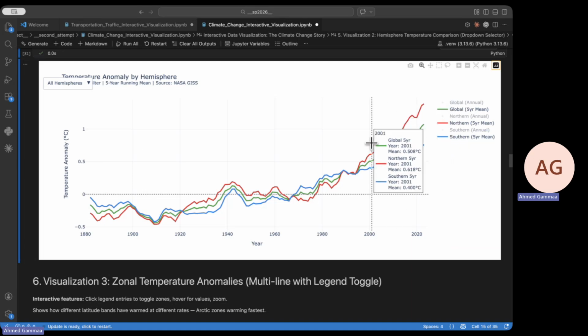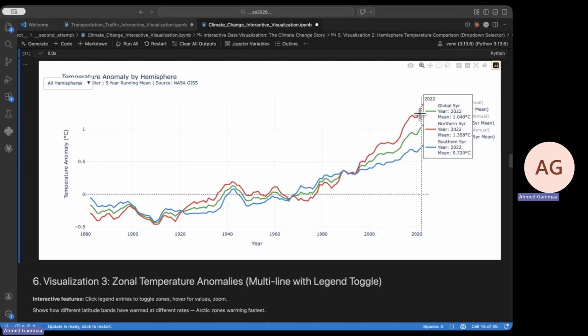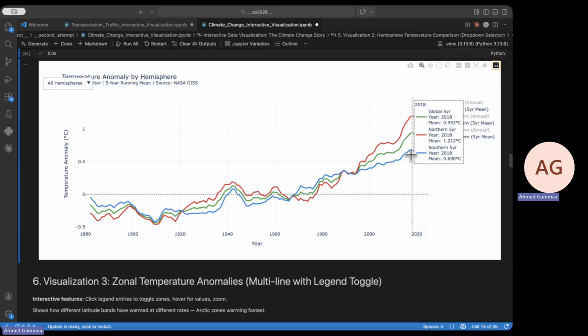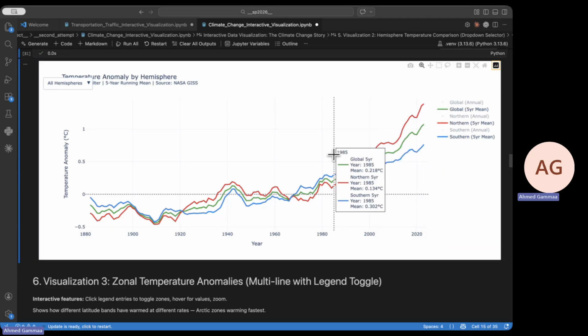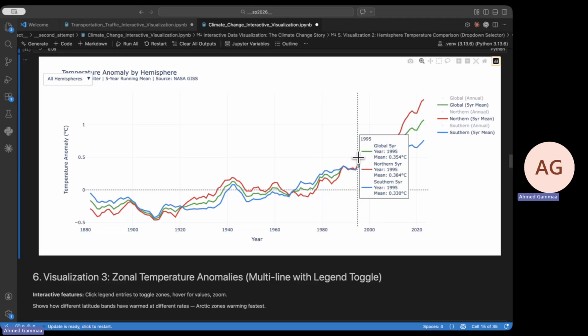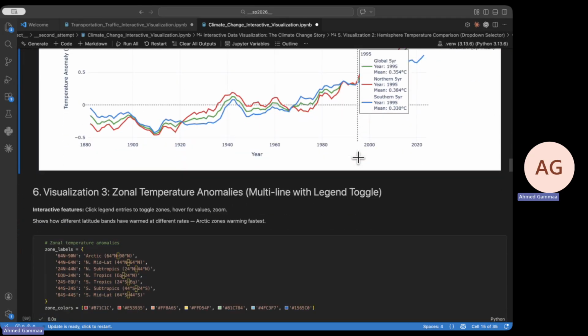I can say this is due to the fact that the north part of the Earth is mostly land as compared to the southern part, which is mostly ocean. This helps temperature to get elevated more in the northern hemisphere.